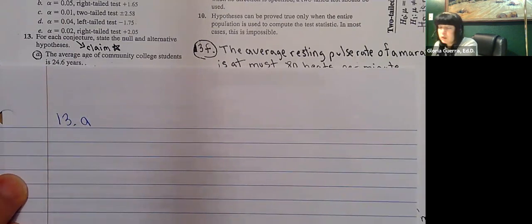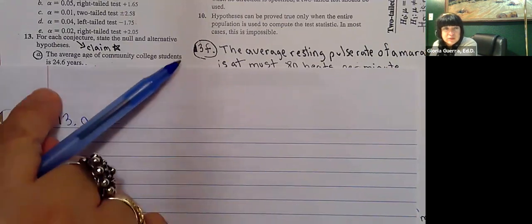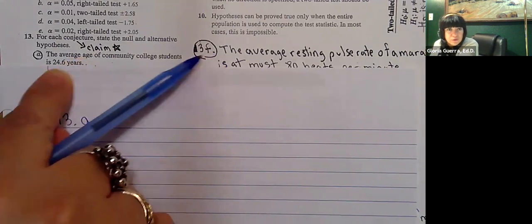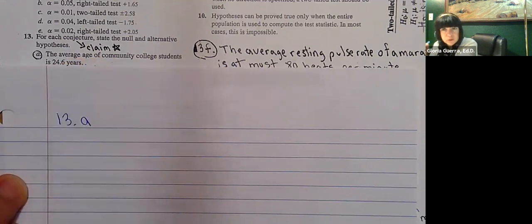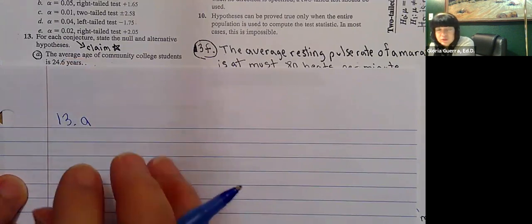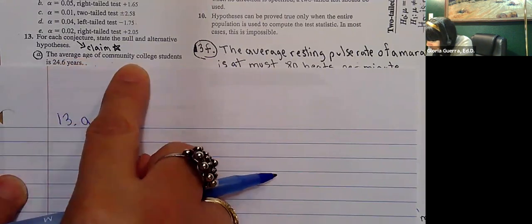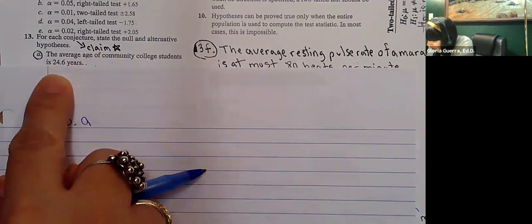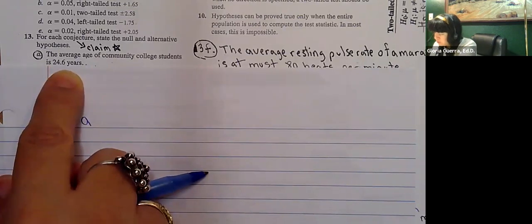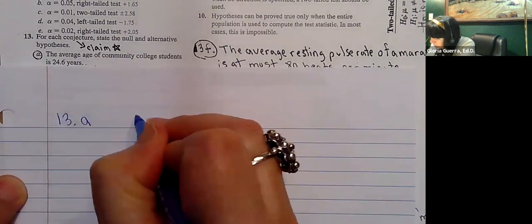So on your quiz, when you print your quiz template, you're going to see that I want you to write down the conjecture that's given to you. The computer's going to randomly give you a little phrase or sentence there. So everybody, you need to write down the one the computer gives you, because that counts as rubric points. And this one says, the average age of community college students is 24.6 years.